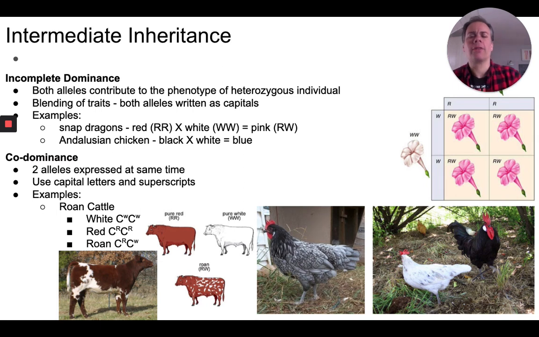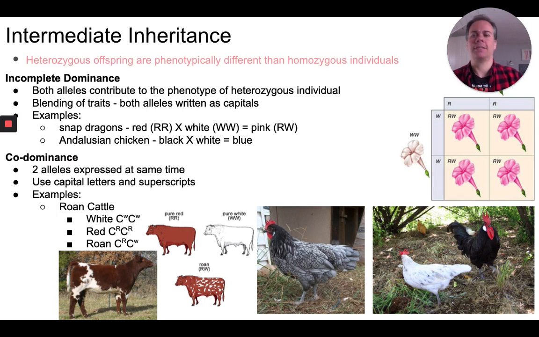We call these other cases of inheritance intermediate inheritance. It's when heterozygous individuals are different from the homozygous individuals. Okay. So in intermediate inheritance, there are two categories that we talk about. One is incomplete dominance.